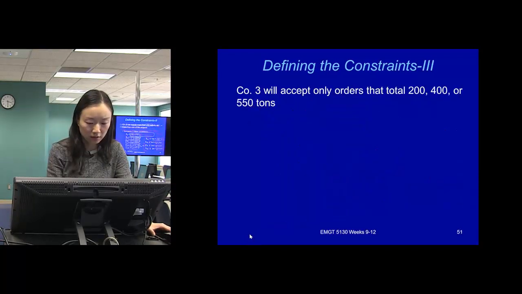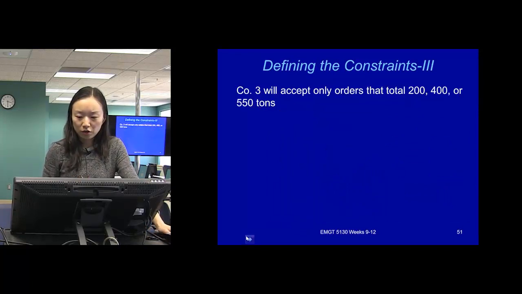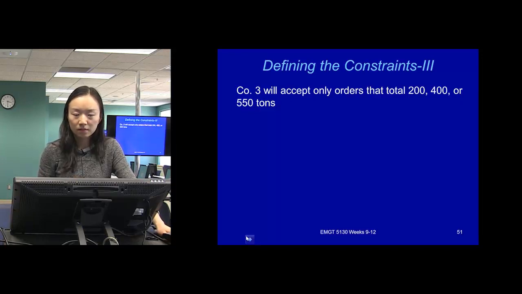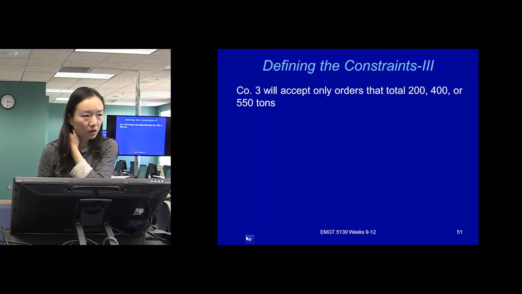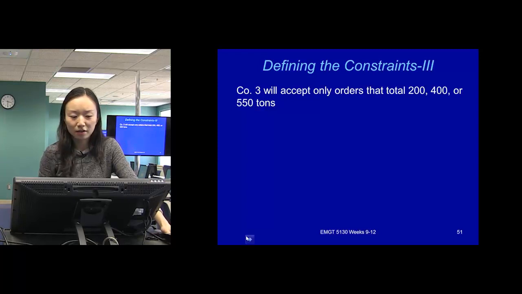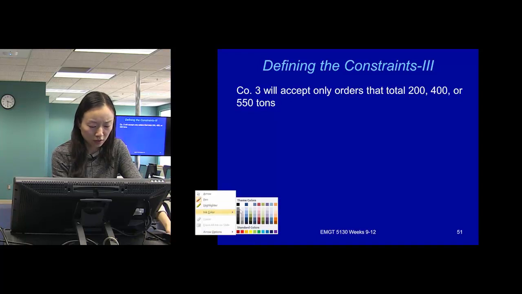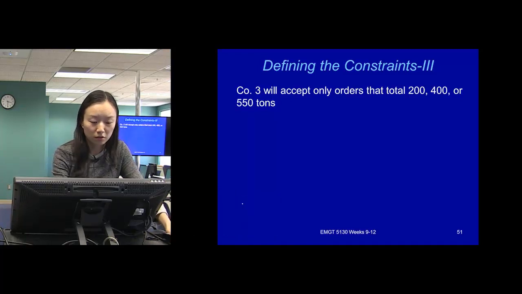Then let's look at the other one. Company 3 accepts only orders that total 200, 400, or 550 times. What does that mean? Is this one hard to understand? No? Okay. Let's translate it into math.